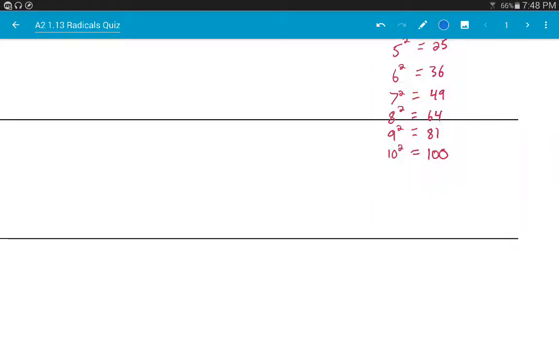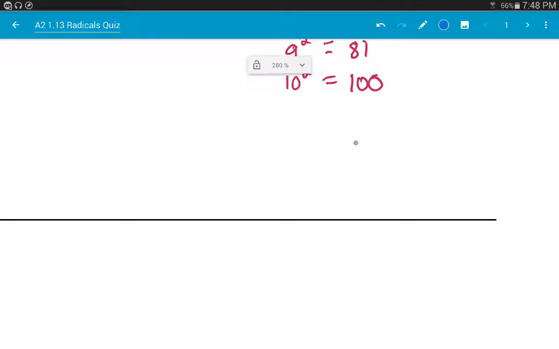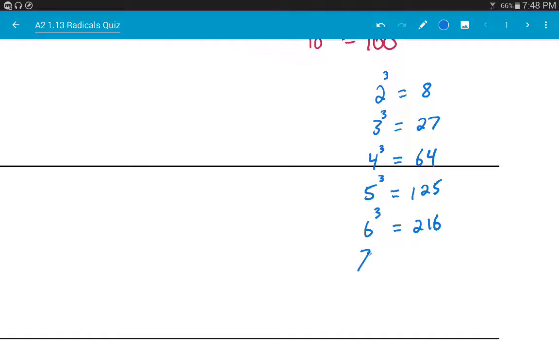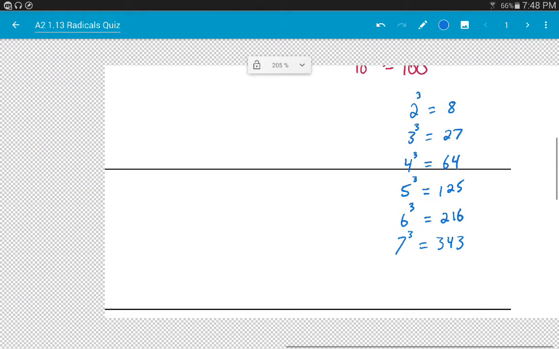Now there are also perfect cubes. The perfect cubes are as such. 2 cubed is equal to 8. 3 cubed is equal to 27. 4 cubed is equal to 64. 5 cubed is 125. And 6 cubed is 216. And we can stop there. I like 7 cubed, but it's unlikely to come in handy, so I'll throw it down there anyway. 343. Okay.